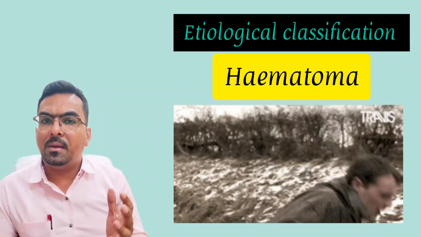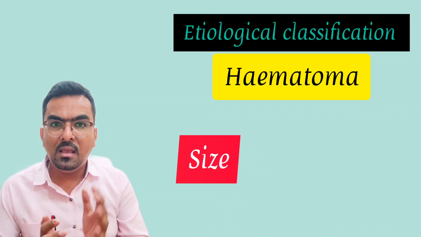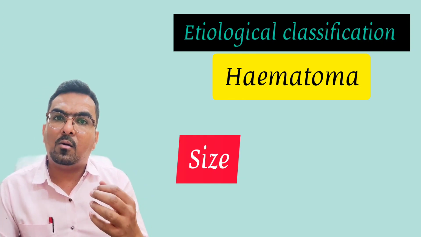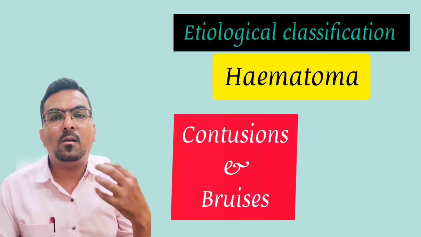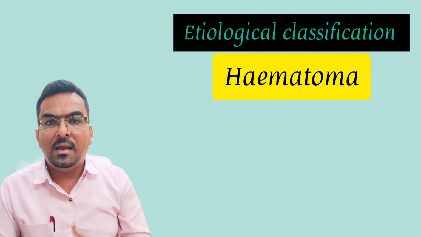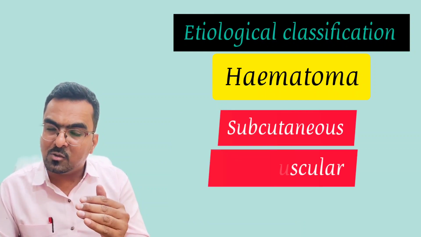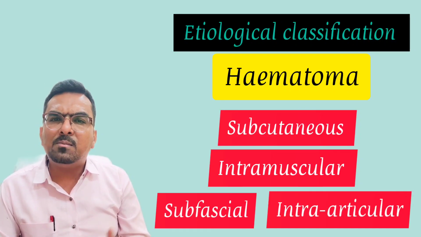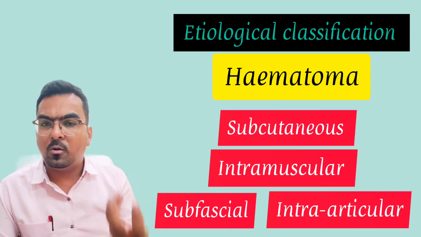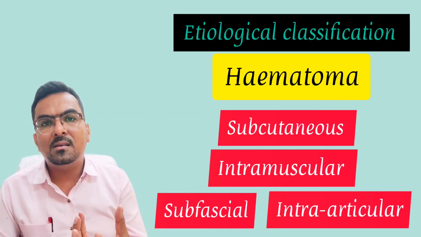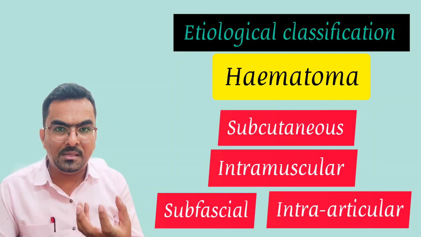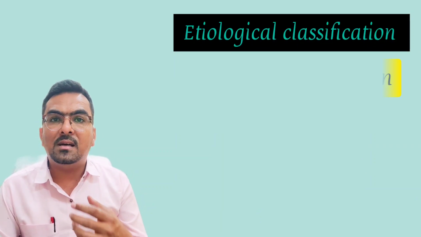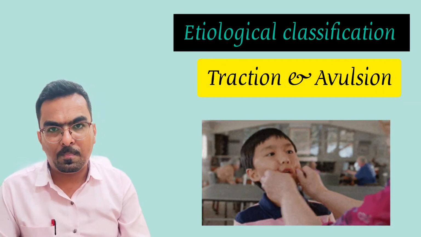Different classifications are based on the size of the hematoma. Hematomas that originate from an external source of trauma are called contusions, also called bruises. They may be subcutaneous, intramuscular, subfascial or intraarticular. Small hematomas will get absorbed automatically, but large hematomas, once they get infected, form an abscess and need active management. Now the next etiological type of wound is traction and avulsion injury.